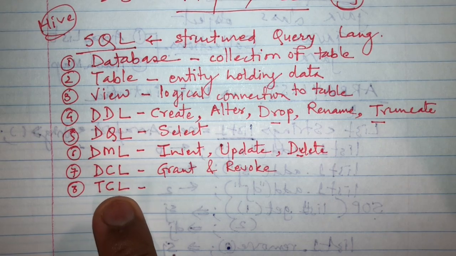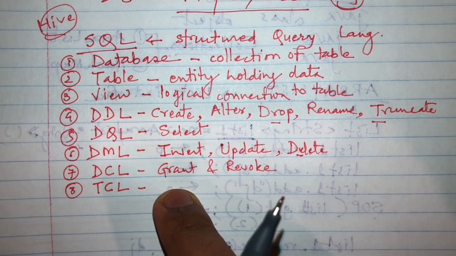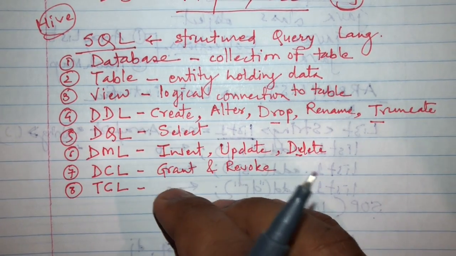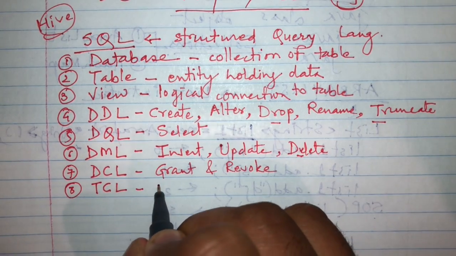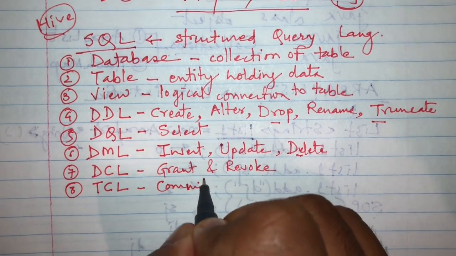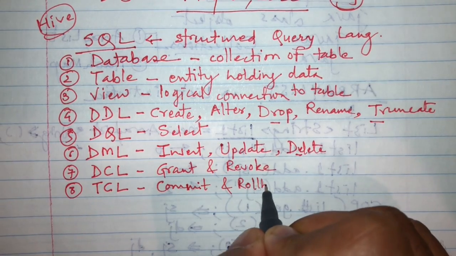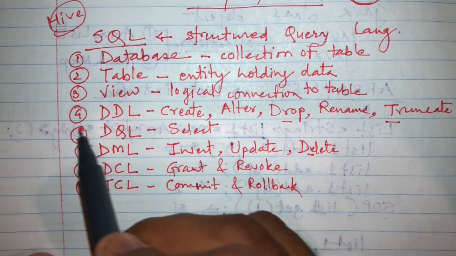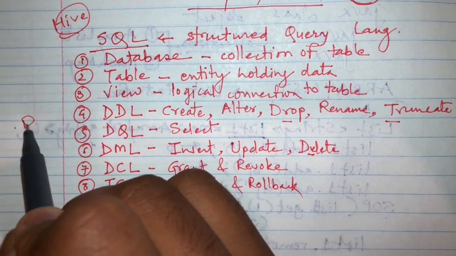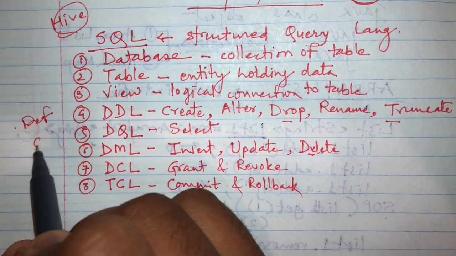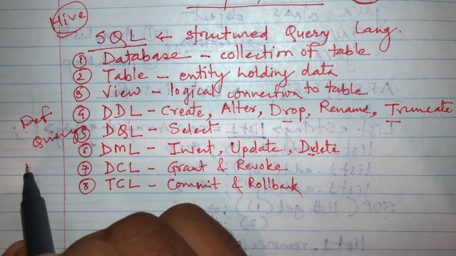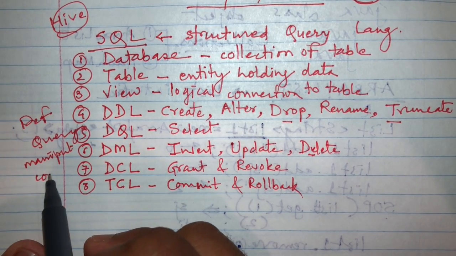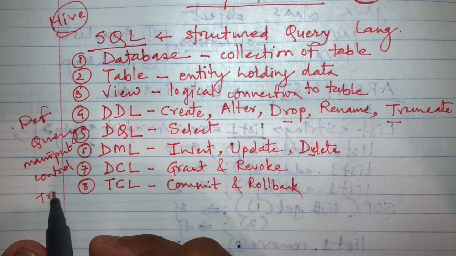Then you have transaction control language, which is mostly related to PL/SQL. So I won't cover that now. It has rollback and commit sort of commands. So just for the sake of it, I will write here commit and rollback. I will just write a single word here. So this stands for data definition, data query, data manipulation. Then you have data control language, and this is transaction control language.